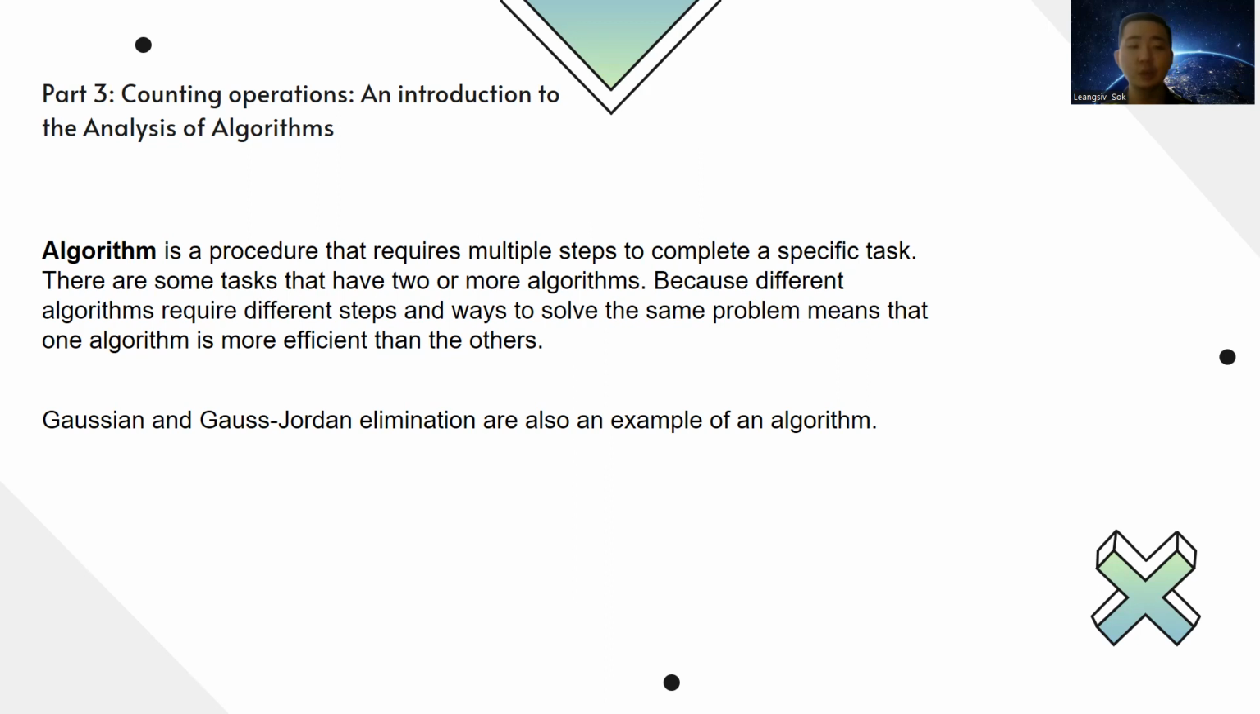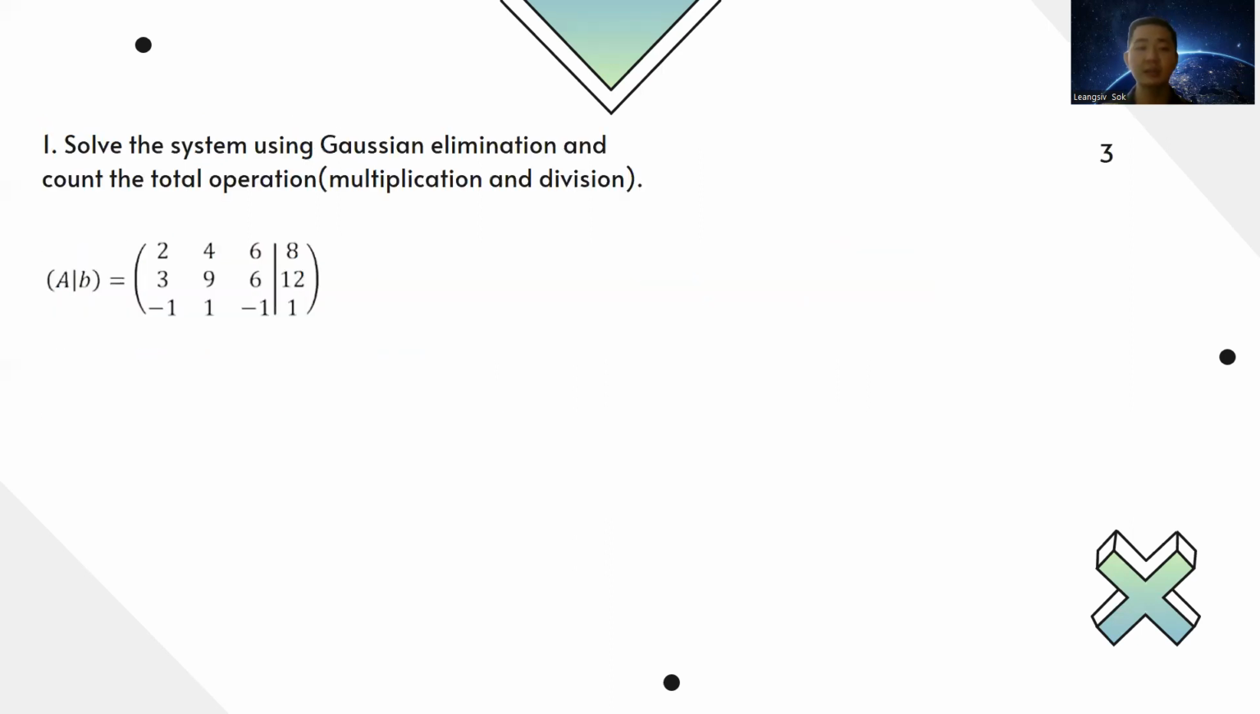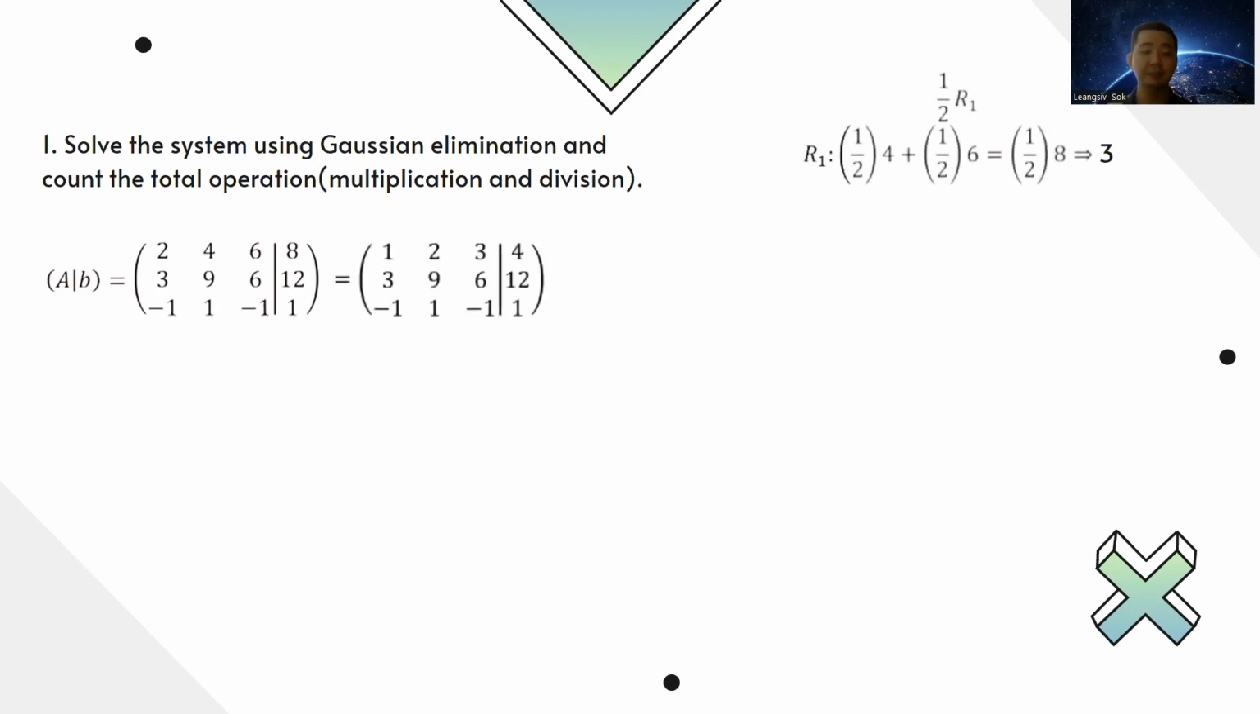So we will use Gaussian and Gauss-Jordan elimination as an example of an algorithm. Solve the system using Gaussian elimination and count the total operations, multiplications, and divisions. First, we take all of row 1 times 1 and divide by 2. So we take this one, 1 times 4 divided by 2.